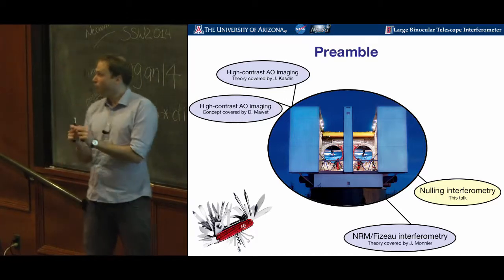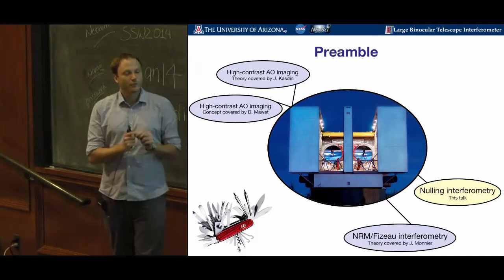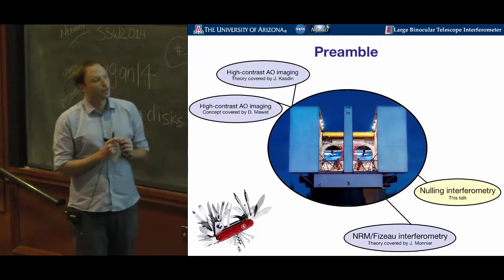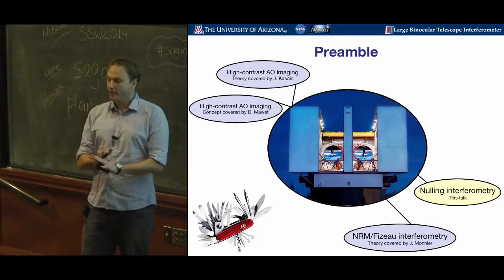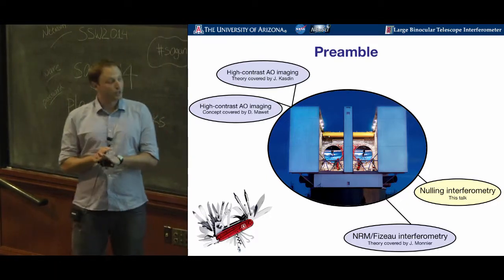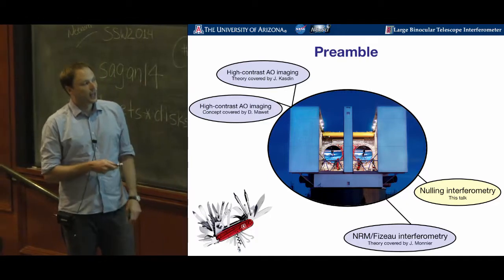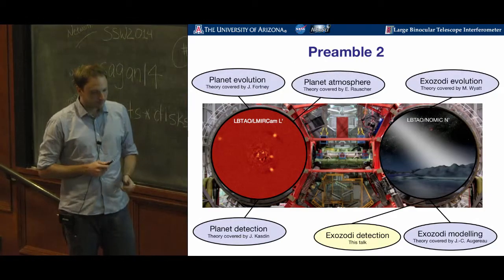Or you can overlap the two beams on top of each other and do interferometry or NRM imaging. John Monnier has talked about that yesterday. Or you can combine the two beams on top of each other in phase opposition and do nulling interferometry. And I'll talk about that in this talk.